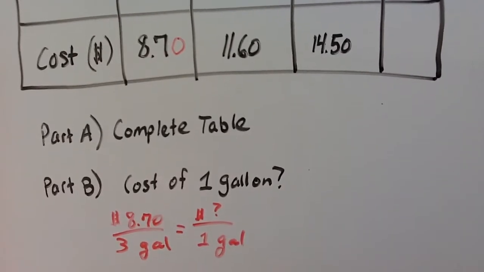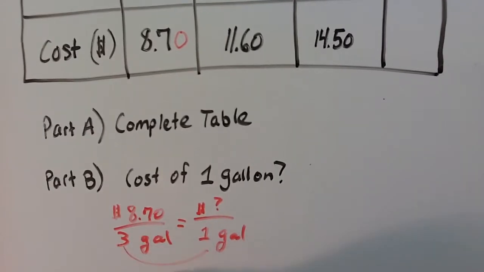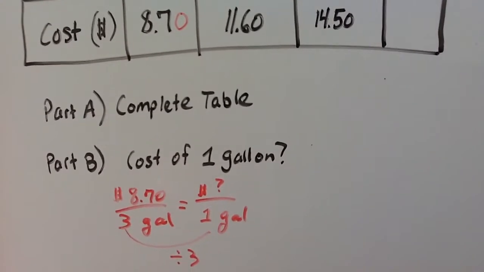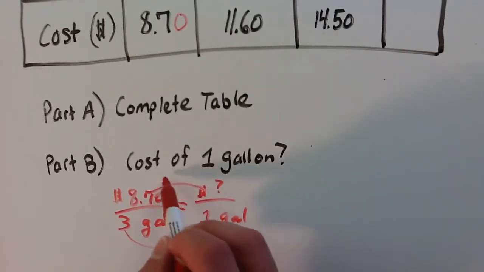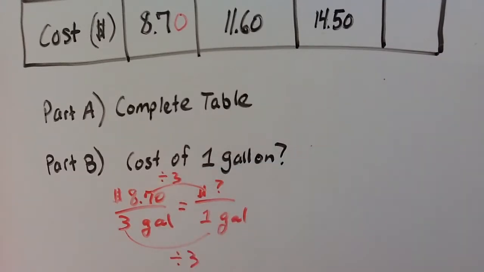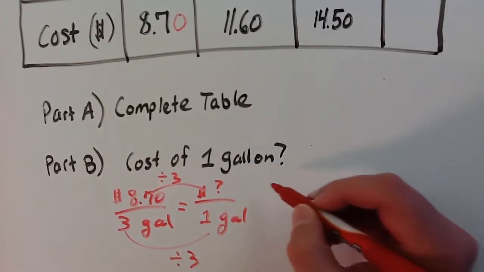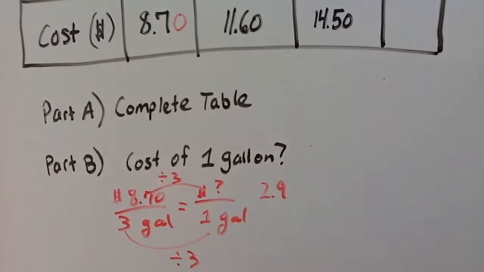And like we did in the previous chapter, to get from 3 to 1, we divided by 3, right? 3 divided by 3 is 1. And if you divide by 3 in the bottom of the rate, you also divide by 3 in the top of the rate. So $8.70 divided by 3. If you put that in your calculator, you will get 2.9.